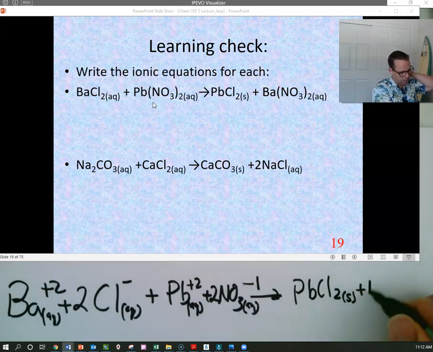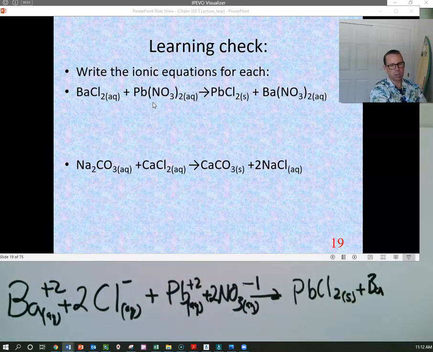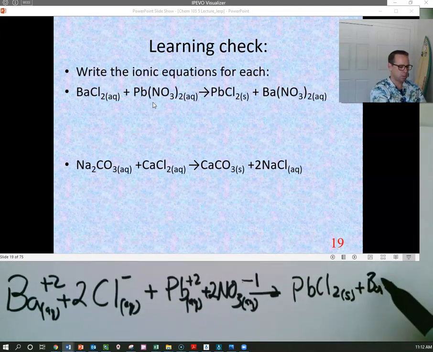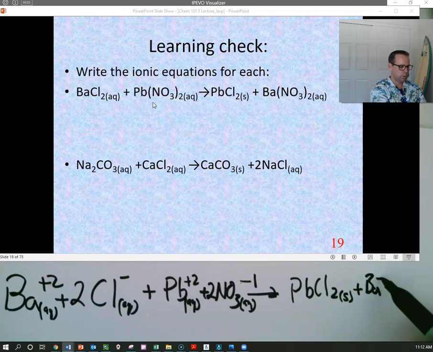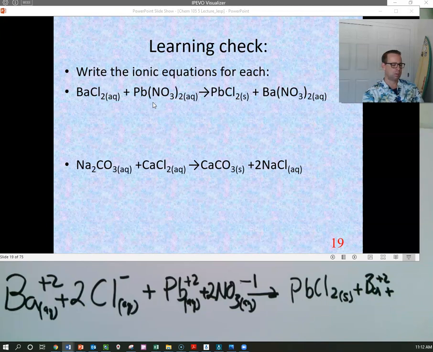Very good, barium. What's the charge on the barium ion? Very good. Barium. And what's last? Plus 2. Very good. NO3, minus 1 charge. Is that it? Am I done?